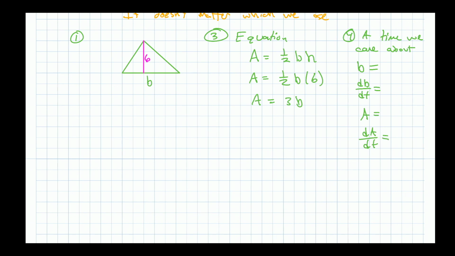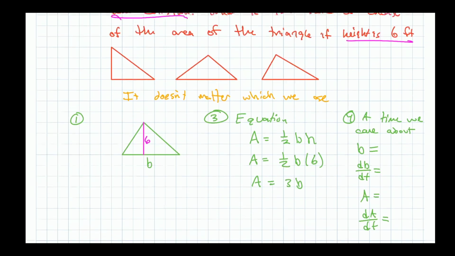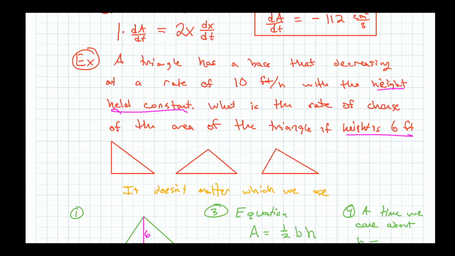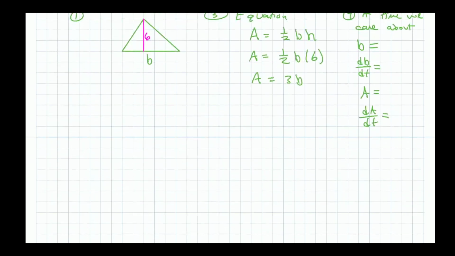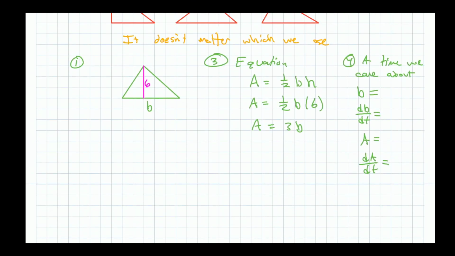Now, what do we know? Well, they didn't tell us any of these, right? The only thing they told us was the base. They told us that the base was decreasing at a rate of 10 feet per hour. So they told us the rate for the base. So the rate for the base is 10 and it's going down. So where's that? Here, -10 feet per hour.